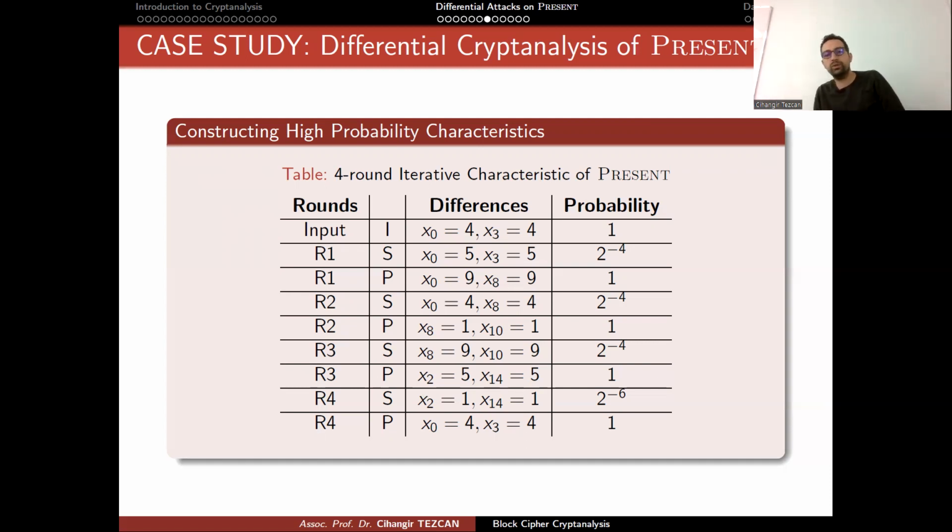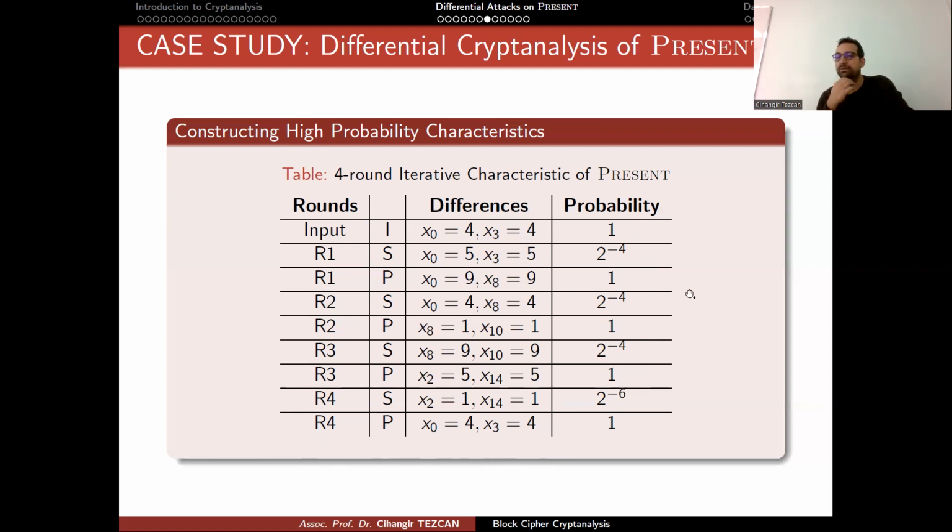Okay? So this means that if you have a PRESENT input and encrypt it 4 rounds, then take the same input, only flip these 2 bits, and also encrypt it 4 rounds with the same secret key, but you don't know the secret key, the output XOR will have a difference only in these 2 bits with the probabilities of these multiplied. So it is actually 2 to the minus 18.